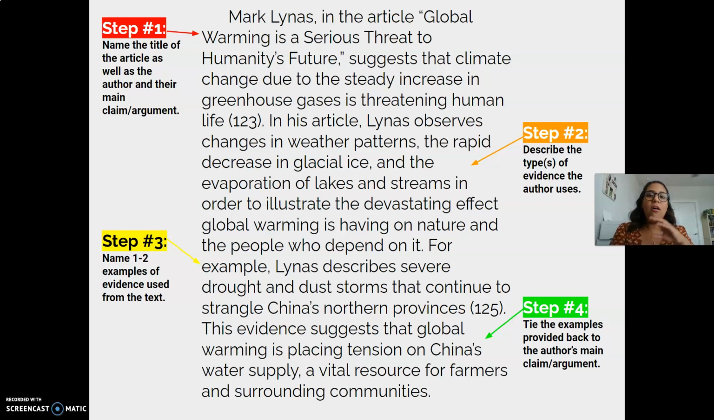So all of these sentences work together to summarize how an author uses evidence in order to develop their argument or their claim in the text. So I hope this was helpful, and I hope that you can now use this information to write your own summaries that analyze an author's use of evidence.